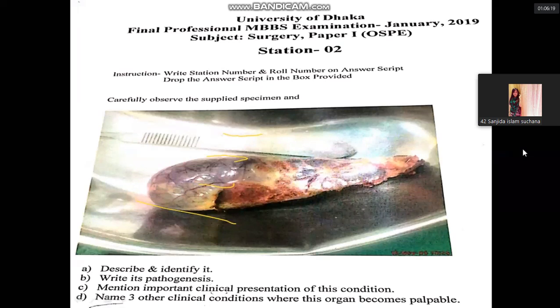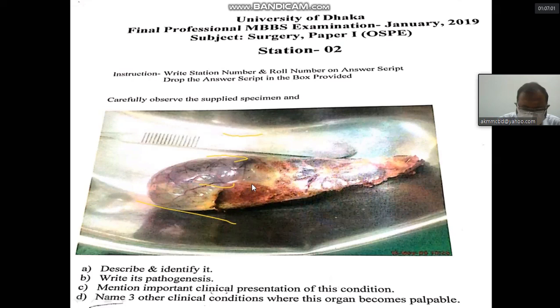What is the specimen? Sir, gallbladder, sir. Gallbladder. Okay. But you have to describe. The question is describe and identify the structure. This is a specimen of gallbladder, which is distended, and there is also a gangrenous part seen. Okay.